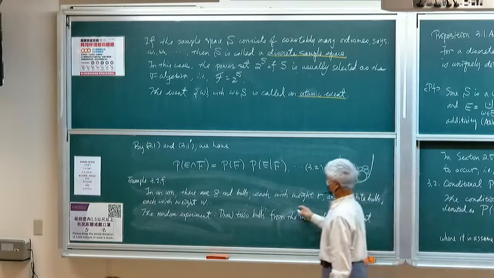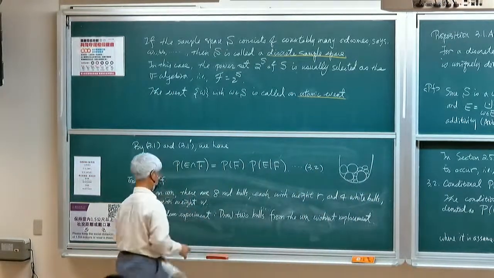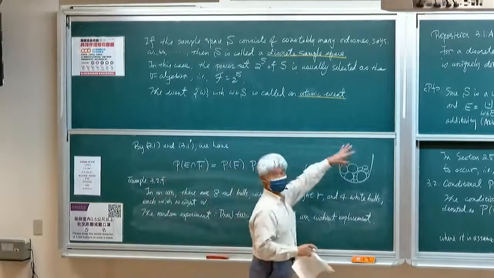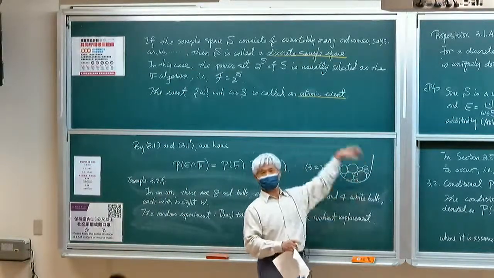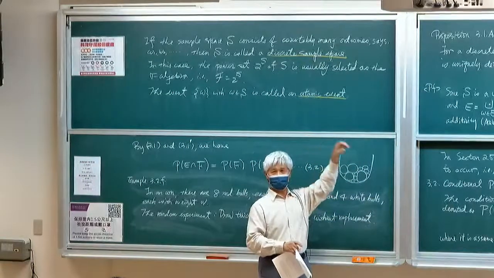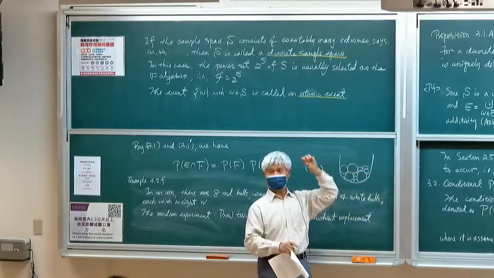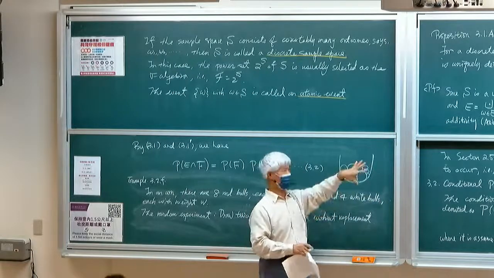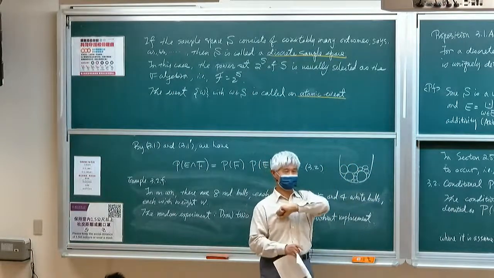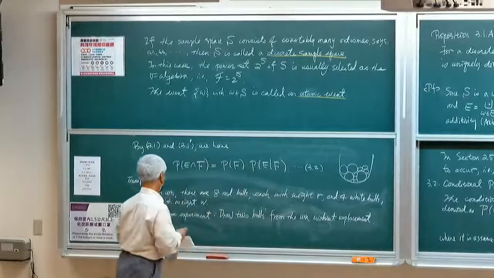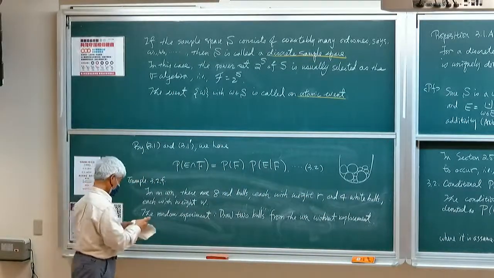Okay, so the random experiment is to draw 2 balls. You can't look at the entire urn, you just randomly draw 2 balls, one by one, without replacement. So first of all you select one, and then the second.